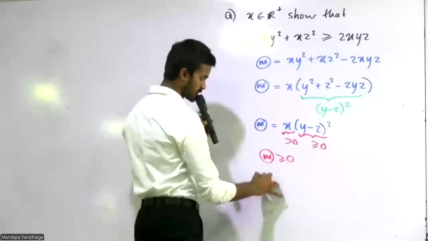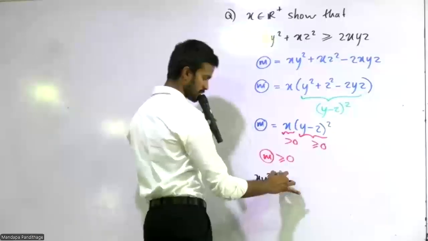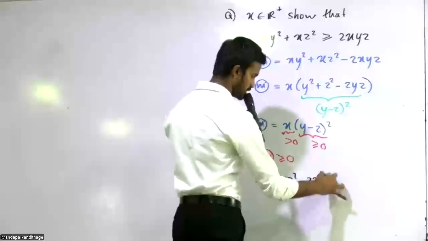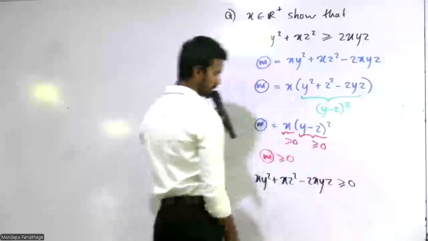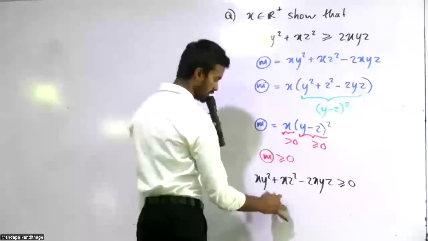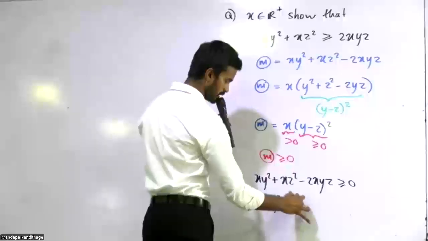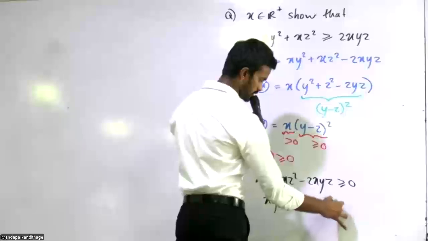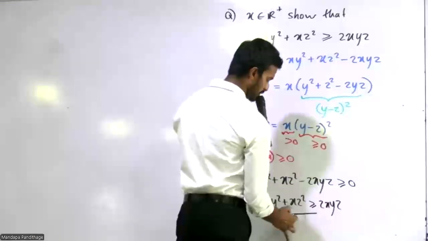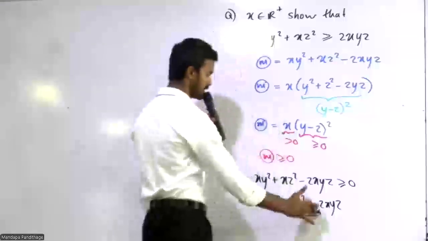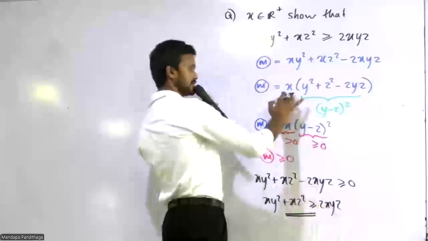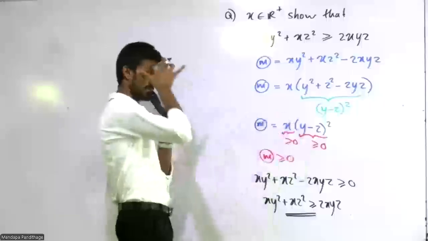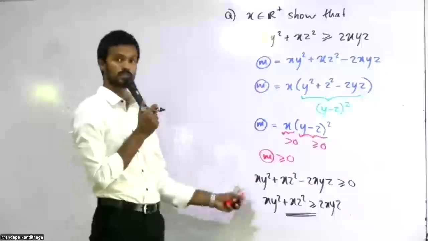Okay, so here then what is it? It's xy squared plus xz squared minus 2xyz is greater than or equal to 0. When you take this to the other side, I get xy squared plus xz squared is greater than or equal to 2xyz. So simply, you have to take this to one side and simplify. What we have to do here is take x out. So we can get the answer because this is positive and this is positive. Hands up who got this answer.